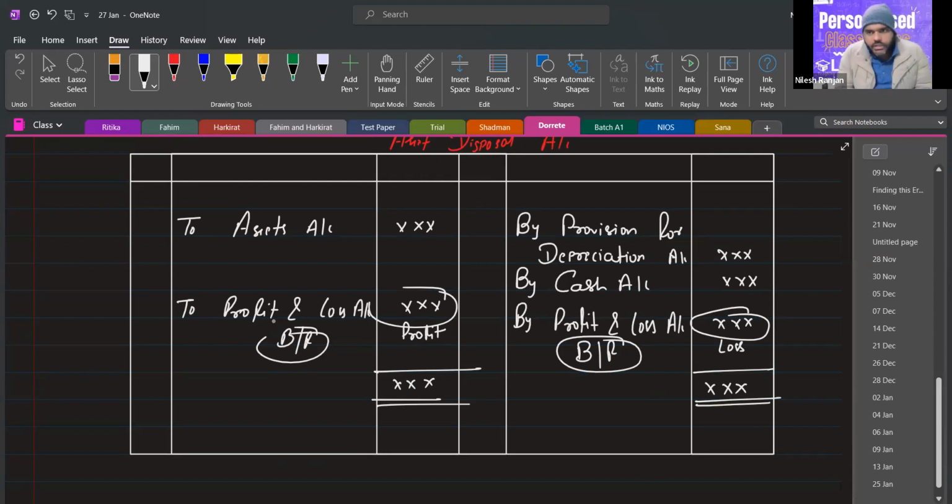Now, actually, in this format, if you see, I have written provision for depreciation account also. But sometimes we don't have to create a provision for depreciation account. In some questions we have to create it, in some we don't. In the portion where we have to create provision for depreciation, only there do we write this provision for depreciation. Otherwise, we will write only depreciation by depreciation account, and current year depreciation will be written. Okay, I will solve a question for this. Please write and then we'll discuss it.